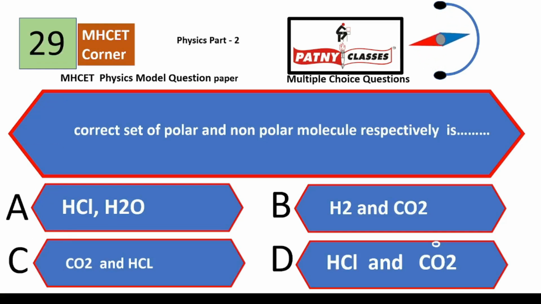Question number 29. The correct set of polar and non-polar molecule respectively is: option A HCl, H2O. Option B, H2 and CO2. Option C, CO2 and HCl. And option D, HCl and CO2.